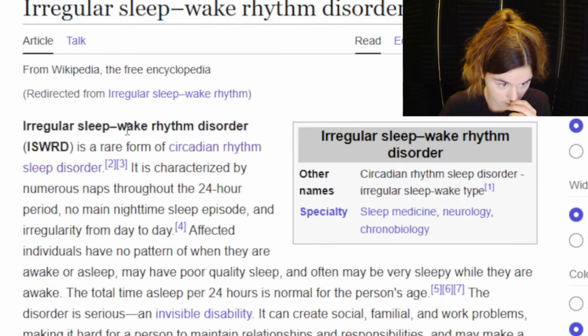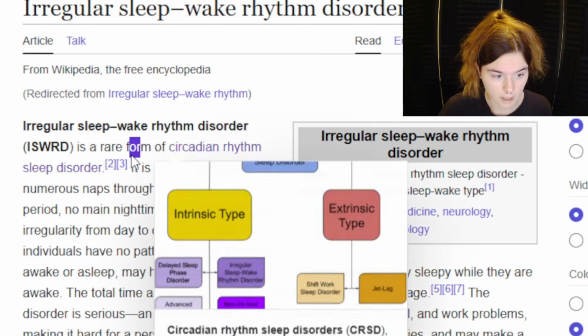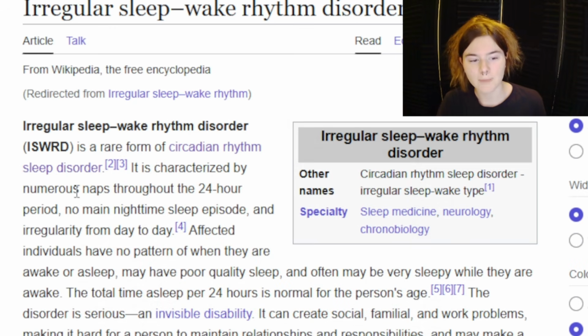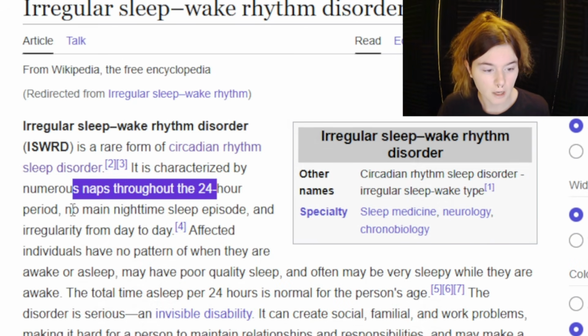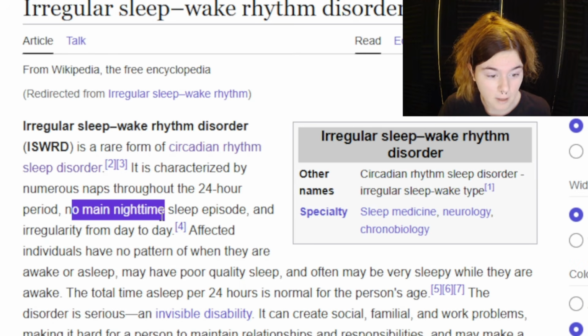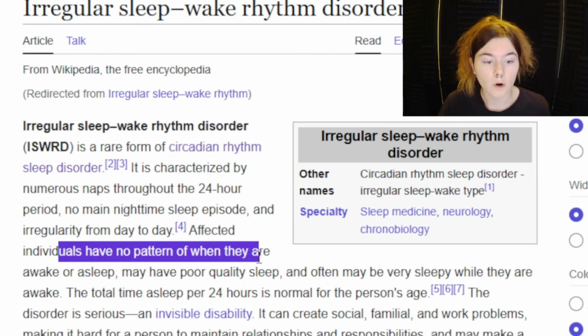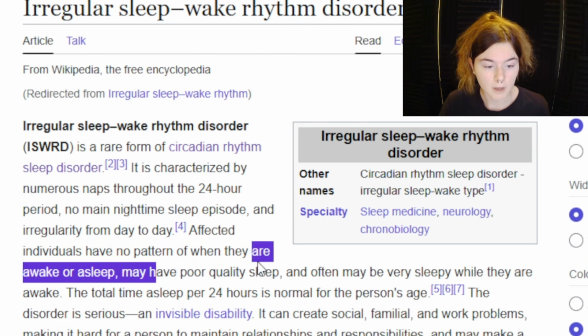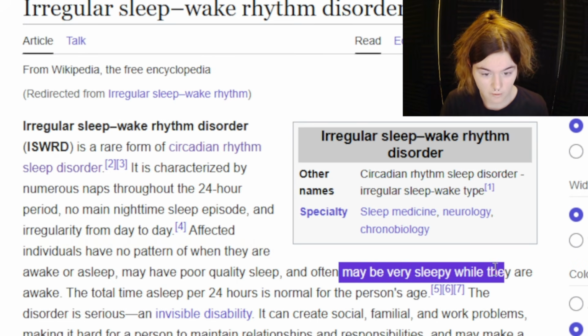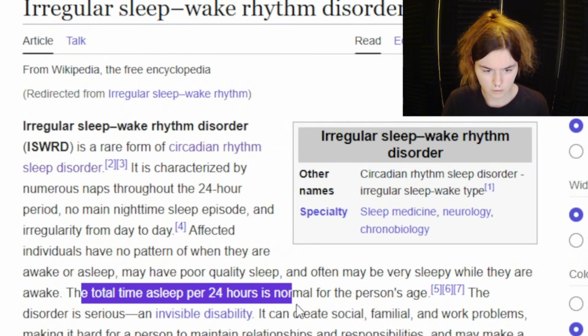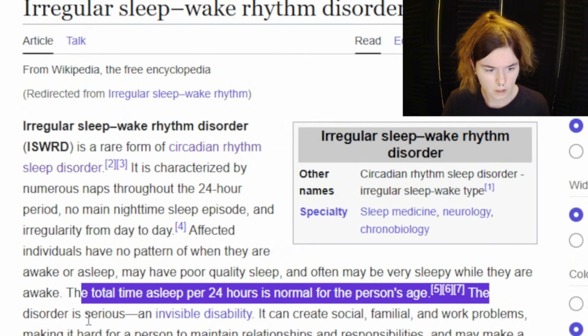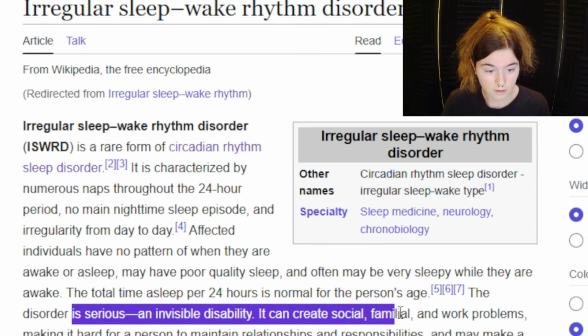Irregular sleep-wake rhythm is a rare form of circadian rhythm sleep disorder. It is characterized by numerous naps throughout the 24-hour period, no main nighttime sleep episode, and irregularity from day to day. Affected individuals have no pattern of when they are awake or asleep, may have poor quality sleep, and often may be very sleepy while they are still awake. The total time asleep per 24 hours is normal for the person's age. The disorder is a serious and invisible disability.